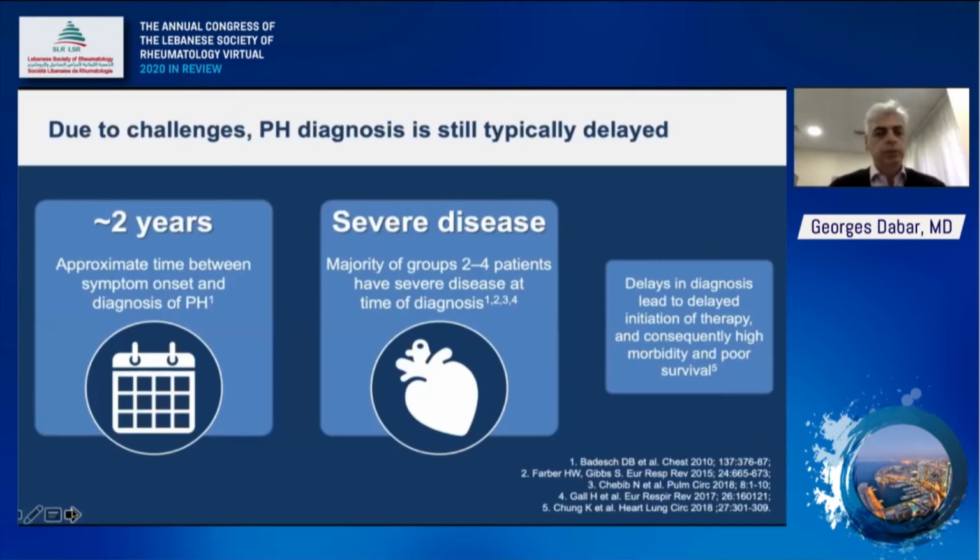So let's go back to the pulmonary hypertension diagnosis. Typically, it is delayed over 2 years to get to the right diagnosis. The majority of patients at diagnosis are picked up when they are late in the disease, especially group 2 and group 4. This delay in diagnosis leads to delay in therapy, and consequently a poor effect on 5-year survival, on morbidity, and on outcome overall. It is important to keep in mind that the earlier you detect, the more effect you will have on outcome, especially since you will treat the patient earlier.